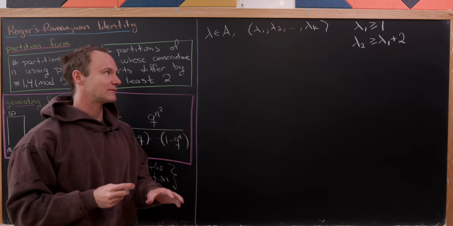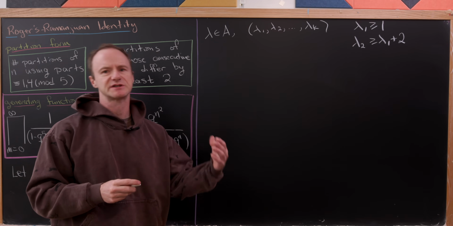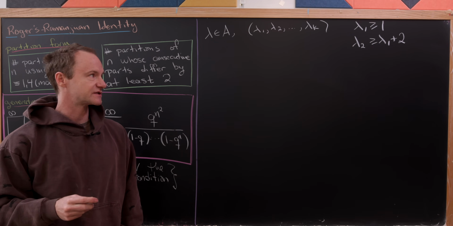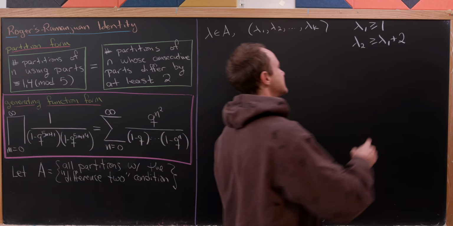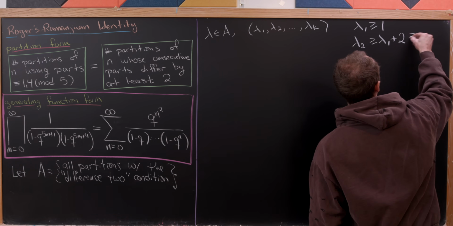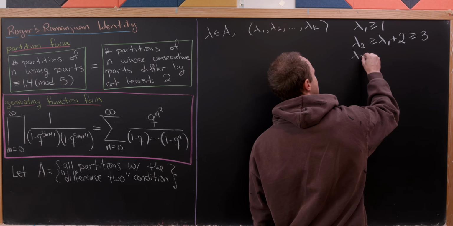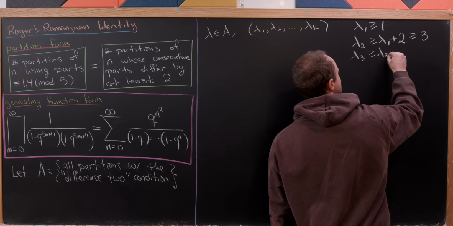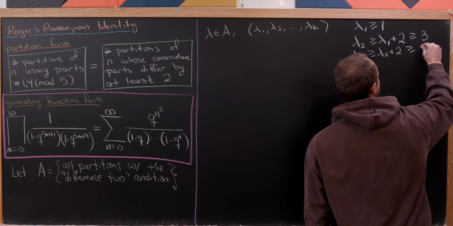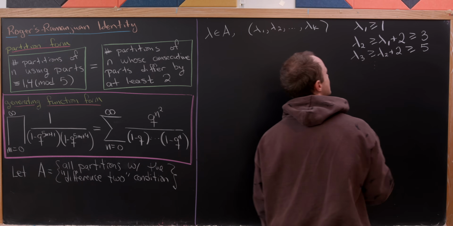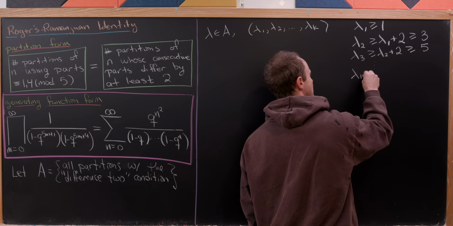So we have lambda 1 is less than or equal to lambda 2 is less than or equal to lambda 3, and so on and so forth. But notice that since lambda 1 is bigger than or equal to 1, that means lambda 2 is bigger than or equal to 3. Now let's look. Lambda 3 has to be bigger than or equal to lambda 2 plus 2, which means it's bigger than or equal to 5. And now you can maybe see what's going on here.